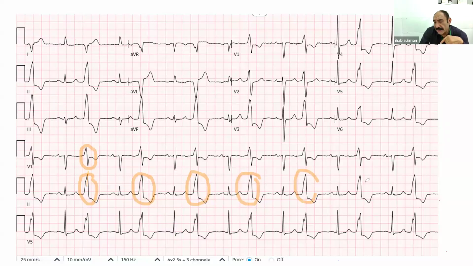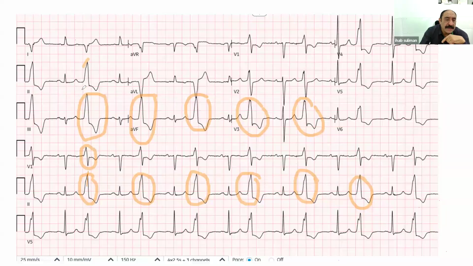So this is called ventricular bigeminy, which has the same focus. And there is a compensatory pause after the ventricular PVC. This is called compensatory pause. So the term should be ventricular bigeminy.